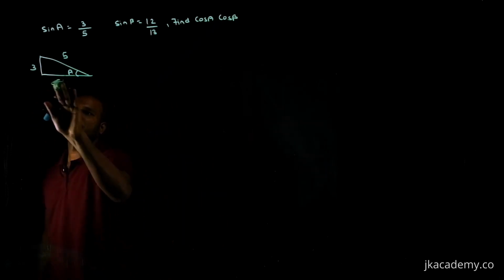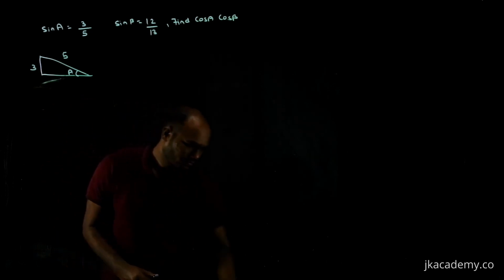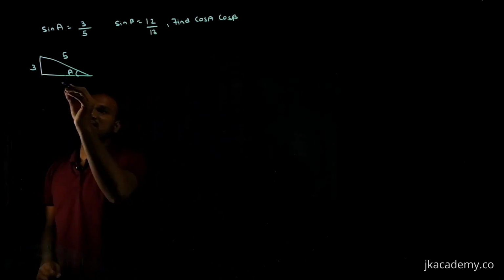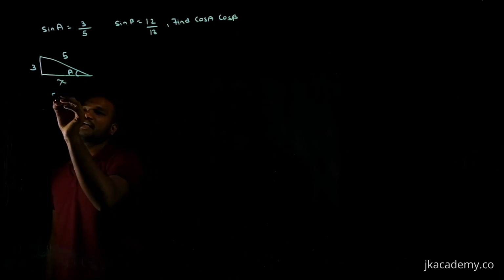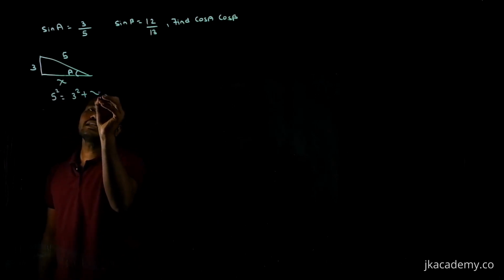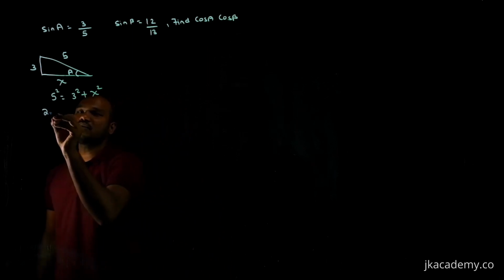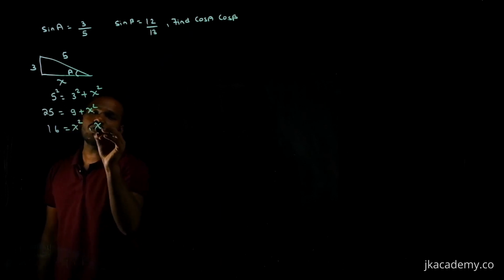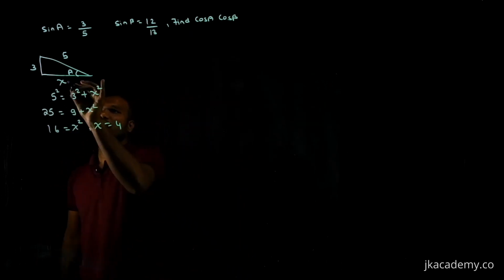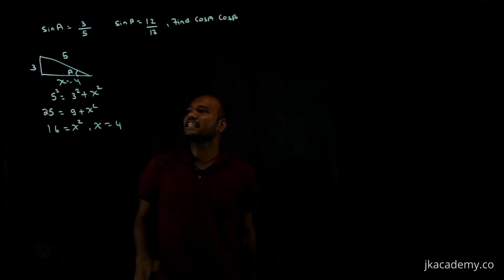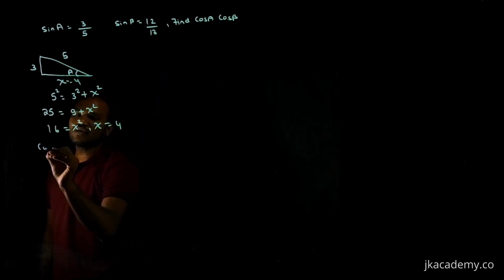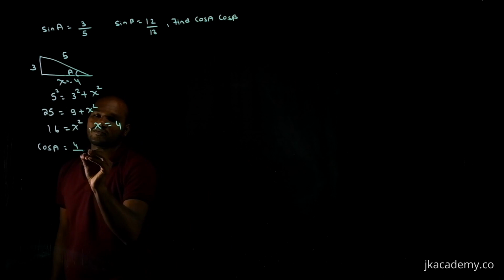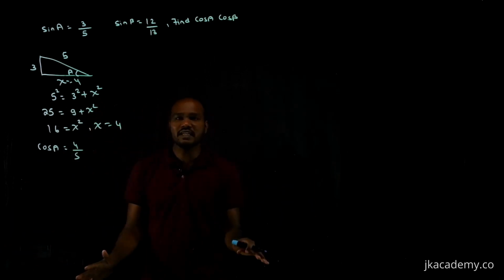Big square is equal to small square plus small square. So 25 is equal to 9 plus x square. So x square equals 16, and the x value is 4. Now Sin A is given, and you know how to find cos A. We have everything here. Cos A is 4 by 5. You can also find tan A, secant A, anything.